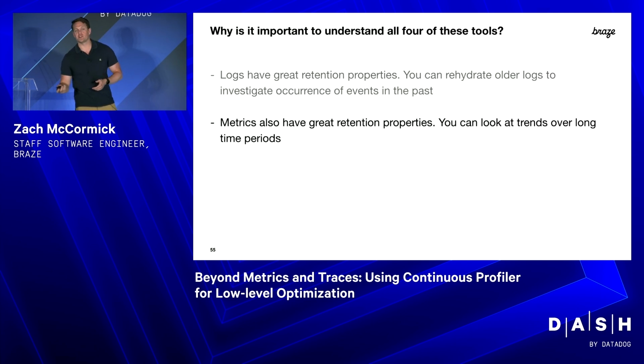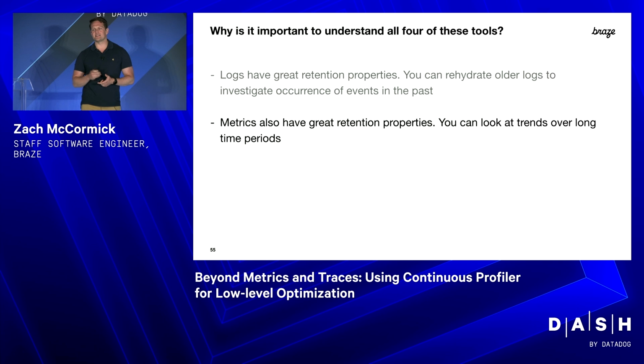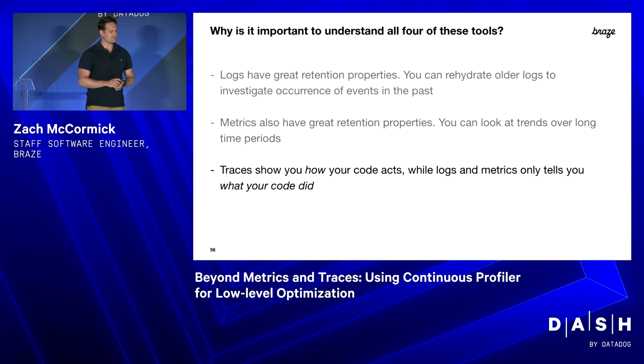You could look at trends over long time periods, which we find to be very useful when we're tracking down, this particular request seems to be a little bit slow. Let's look at the last year. Was it a gradual slowness, or did we just miss where one day it hopped from 20 milliseconds to 40 milliseconds? That sort of thing is really easy to identify with metrics.